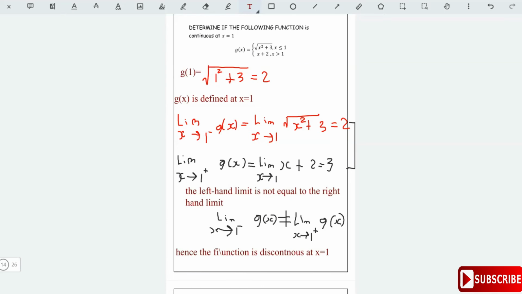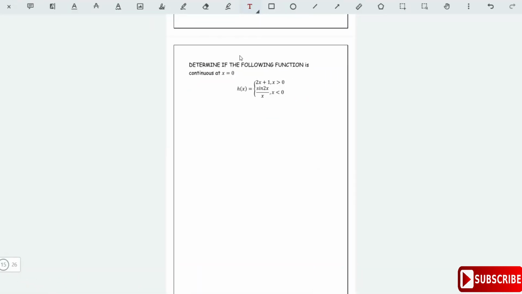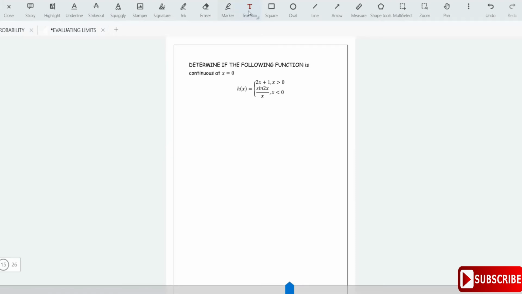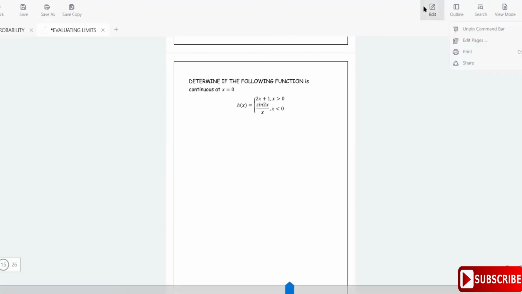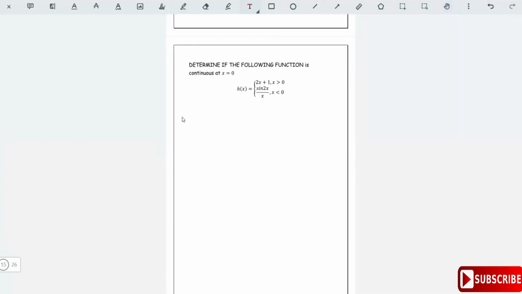Easy, soft. It says determine if the following function is continuous at x equals 0. Straight away, it is not continuous at x equals 0. How do I know that? Because look at this, we can't find h of x at x equals 0. H of 0 is undefined. So since h of 0 is undefined, condition 1 isn't even satisfied. And so h of x is not continuous, or you can say discontinuous at x equal 0.